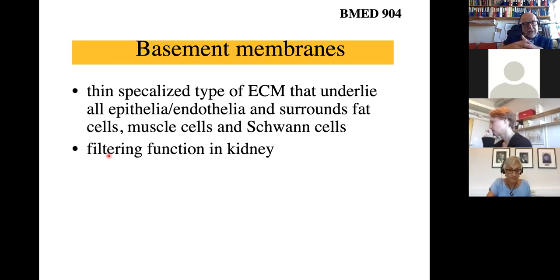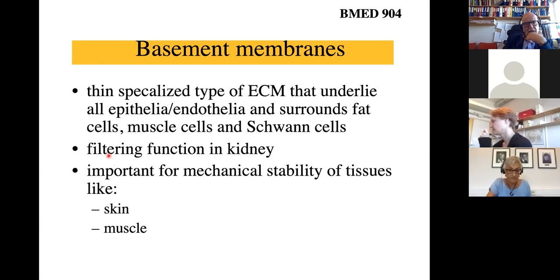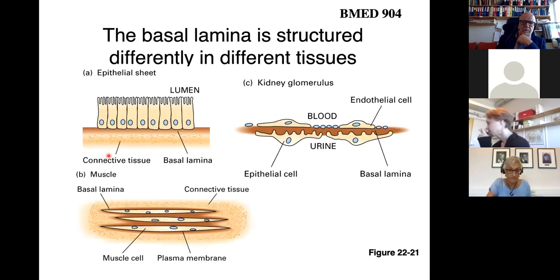The basal membrane has tissue-specific functions. In kidney especially, it's important for filtering, but in most tissues, it's there to give stability to the tissue. And this becomes very obvious when you have genetic diseases affecting basement membrane in skin and muscle, then you have very drastic effects in these tissues.